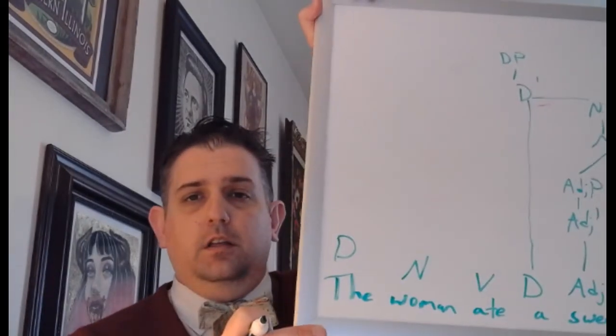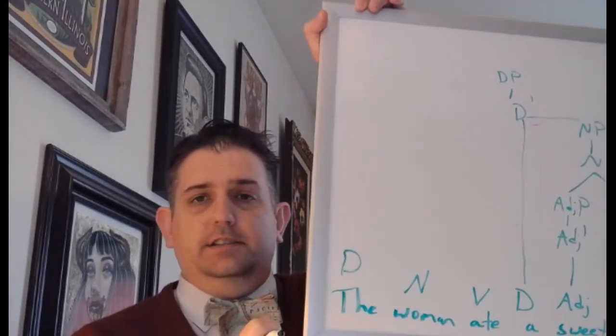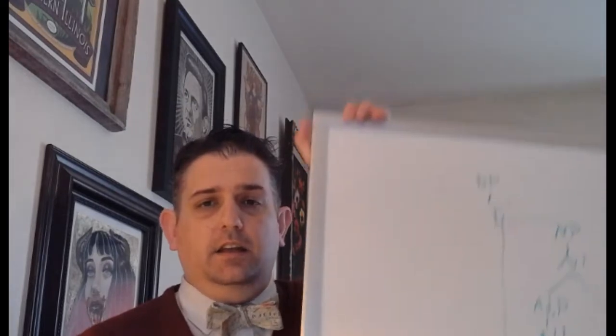Our next question is what happens with the verb? Well, our verb here is ate. And our question is, does ate have a complement? Well, yes, in this sentence it does. The biscuit is the object of eating. It's the thing that was eaten.